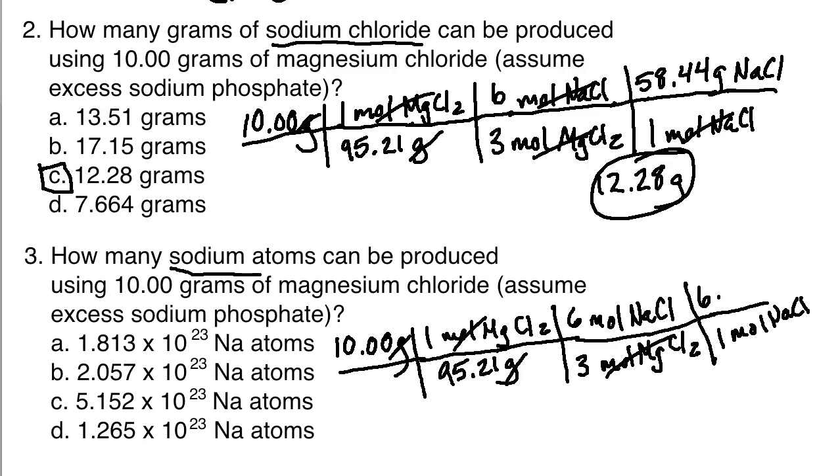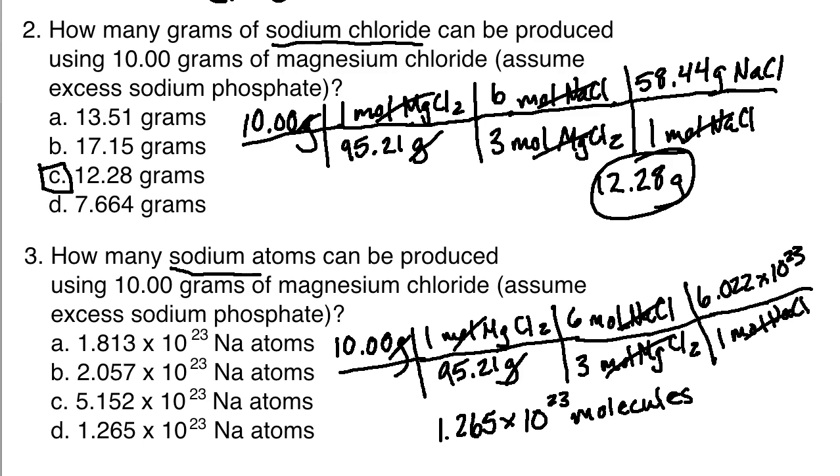I need 6.022 times 10 to the 23rd, and the unit I would write out here would be molecules of NaCl, okay? And so the moles of NaCl cancel, it's the molecules of NaCl now. Now what you would do, if you run through all of that, you see that you get 1.265 times 10 to the 23rd molecules of NaCl. That's what we have right now.